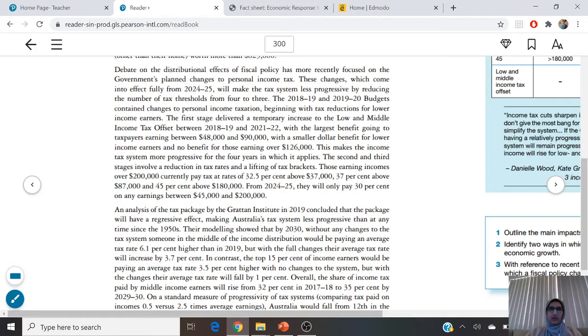Read through this, please. 2019-2020 budgets contain changes in personal income tax, beginning with tax reductions for lower income earners. We've discussed this. We've discussed the low to middle income earners. However, this is basically exactly what we just discussed in the past page, and I would like you guys to write down the stats as much as you can, okay?